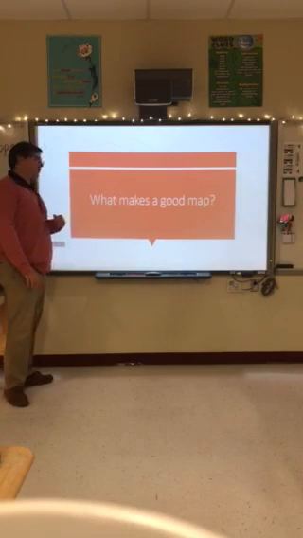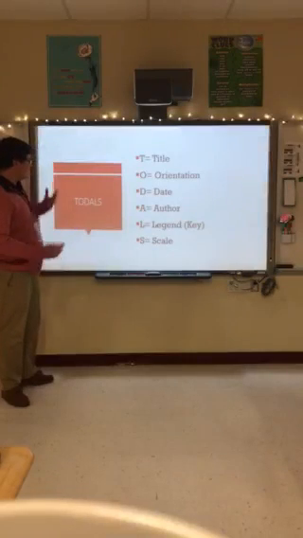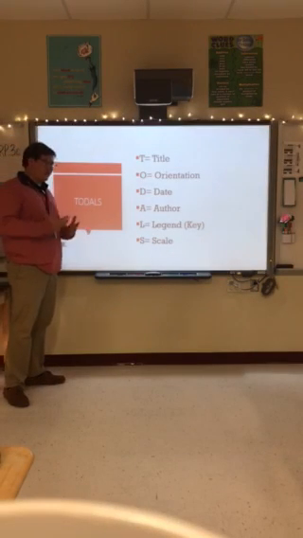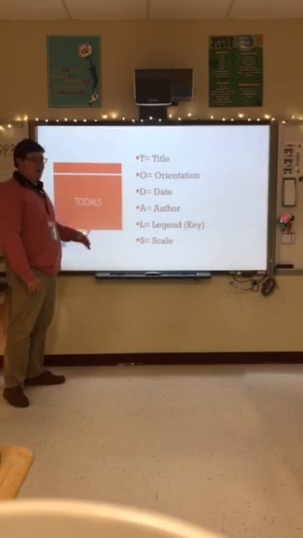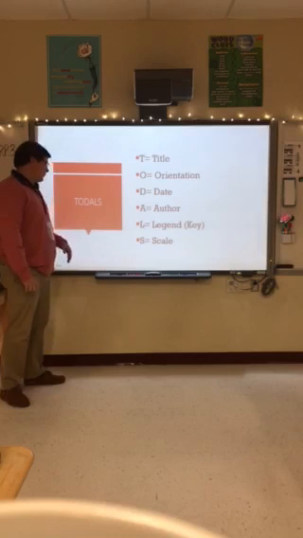So we're going to talk about what makes a good map, or what are some main pieces of a map. The main pieces of a map that you need to be able to read it, or that every good map has, are totals: the title, orientation, the date, author, legend, and the scale.